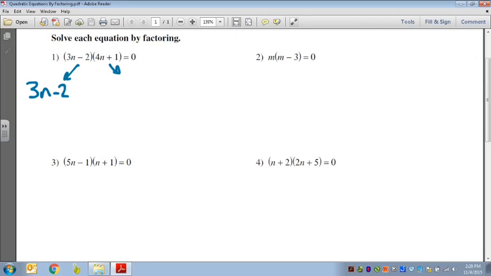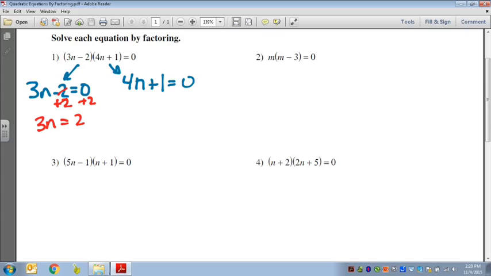This is what we call the zero product property, because when I have two parentheses like that, it's like a multiplying. If I only make one of the parentheses 0, 0 times anything is still 0. So I have two different ways to find out what my answers are, or there's two different answers to the question.